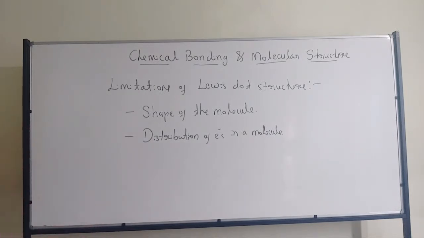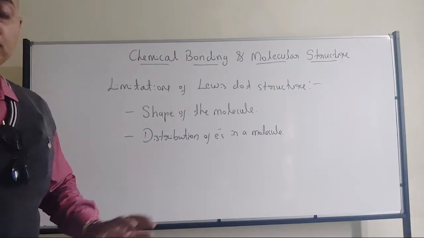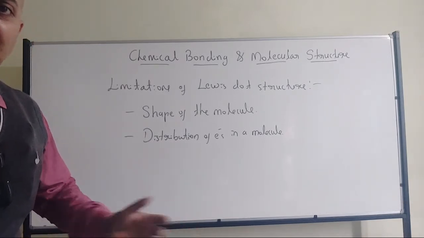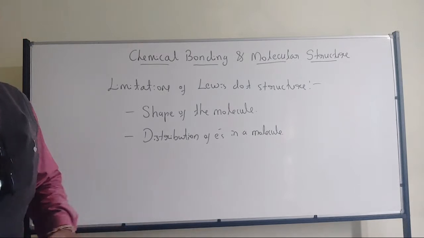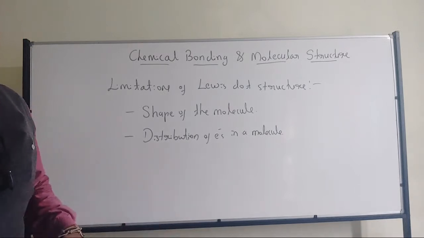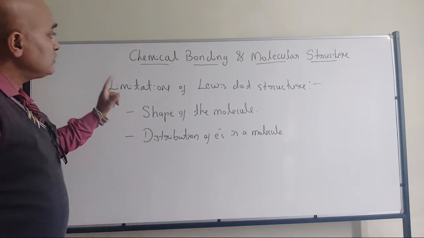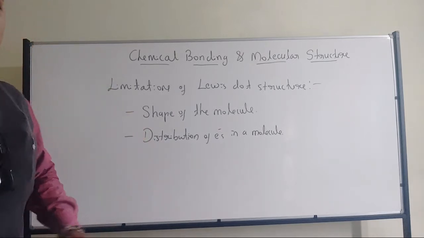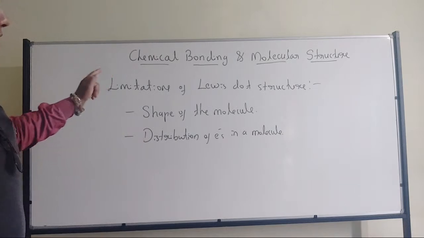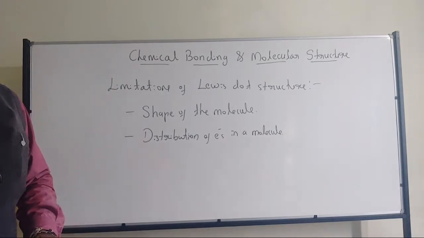So that's why the distribution of electrons in a molecule will also not be discussed by the Lewis dot structure. Very important is that it does not talk about the shape of the molecule, whether a molecule has a tetrahedral structure, pyramidal structure, or bent shape. All that information is not given by the Lewis dot structure. That is the major drawback or limitation.